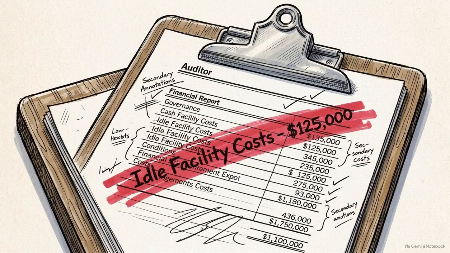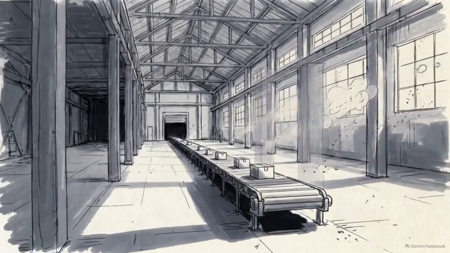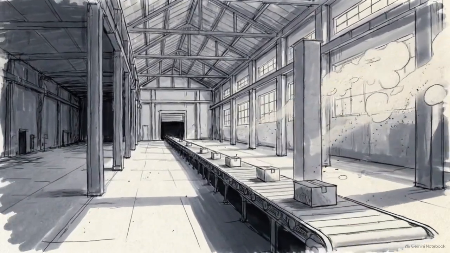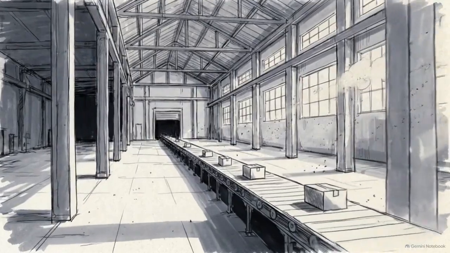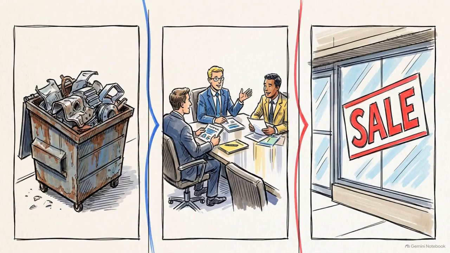This allocation rule serves a specific defensive purpose. It actively prevents a company from hiding the financial drag of an inefficient, underutilized factory inside the carrying value of its inventory. Paragraph 16 of the standard introduces a list of absolute exclusions, identifying costs that are strictly forbidden from being capitalized. These include abnormal amounts of wasted materials or labor, administrative overheads that do not contribute to bringing inventories to their present location, and selling costs.